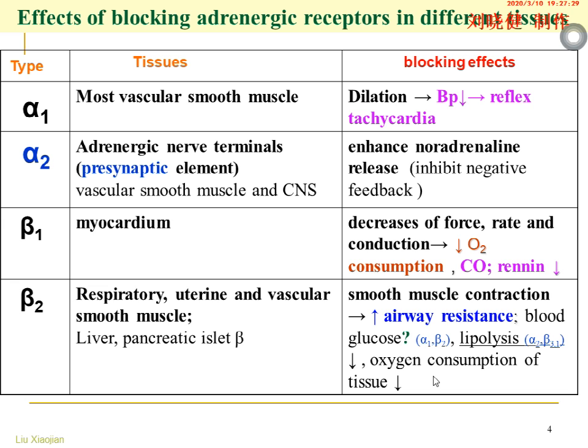These are the effects of blocking adrenergic receptors in different tissues. So when you know what receptor a drug antagonizes, you can guess the pharmacological effects caused by these antagonists, right? So try to remember the distributions and functions of these receptors.